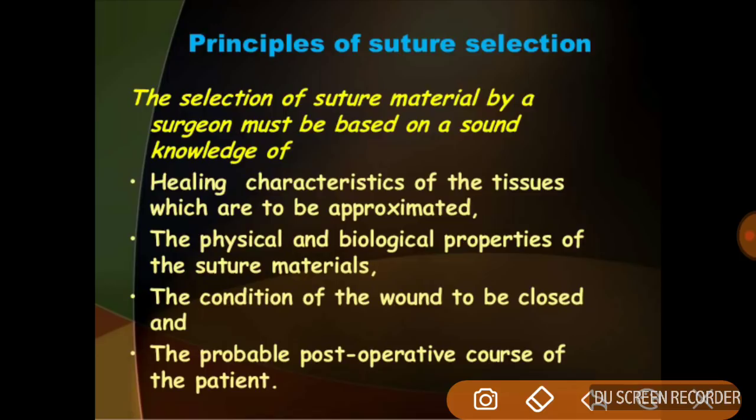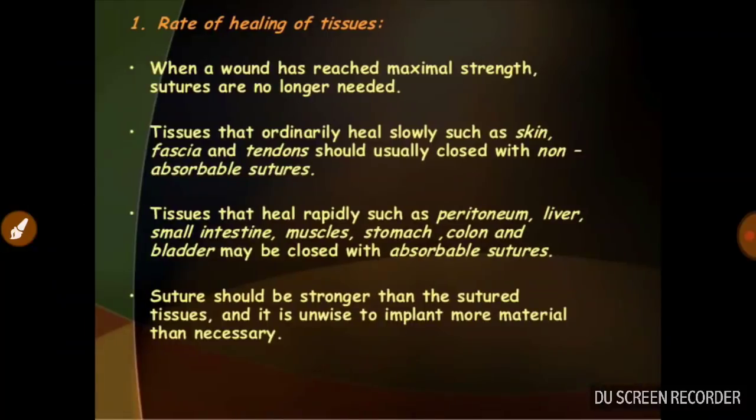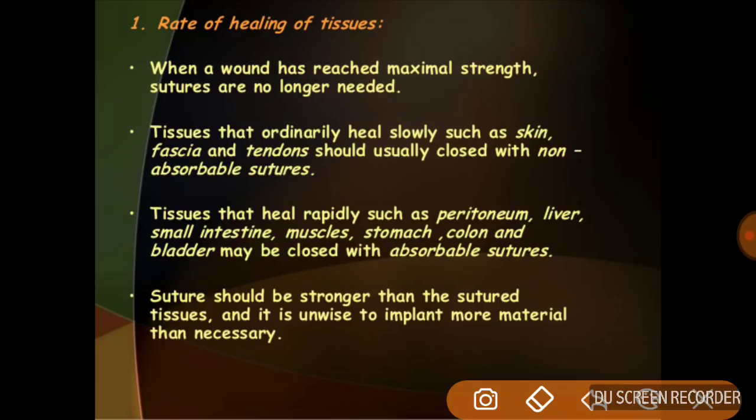There are some principles of suture selection which you should know, what it depends on. Basically it depends upon the tissue which you are going to suture, the properties of suture material, the condition of the wound, whether it is closed or open, infected or not infected, the probable post-operative course of the patient, whether the patient has good healing property and immunity and all. So rate of healing of tissue is important. I'll tell you how you will decide which material to use and in which condition.